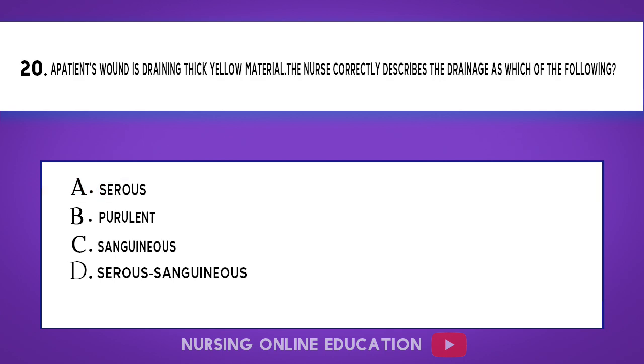20. A patient's wound is draining thick yellow material. The nurse correctly describes the drainage as which of the following? A. Serous, B. Purulent, C. Sanguineous, D. Serosanguineous. The answer is option B, purulent.